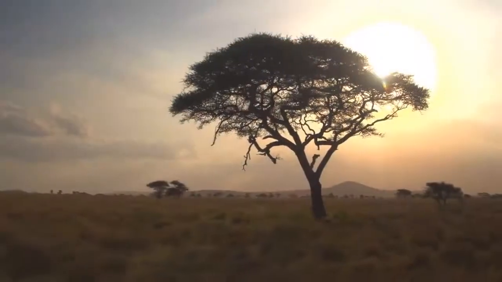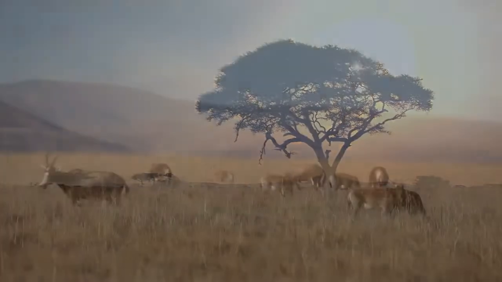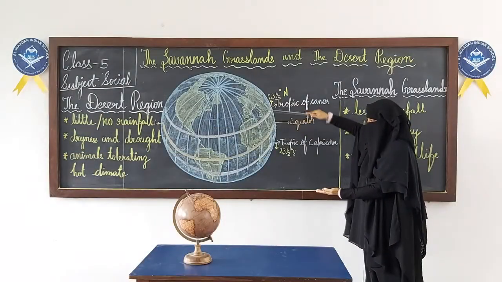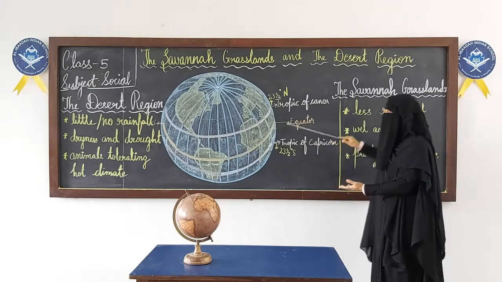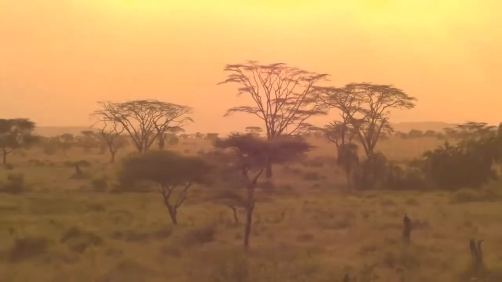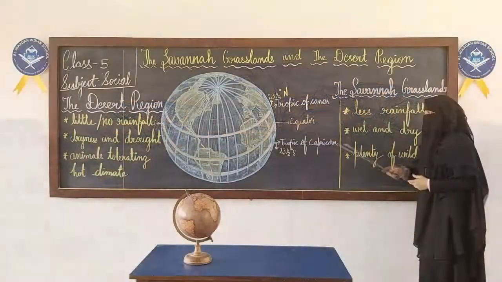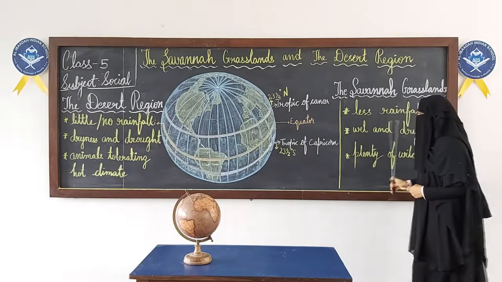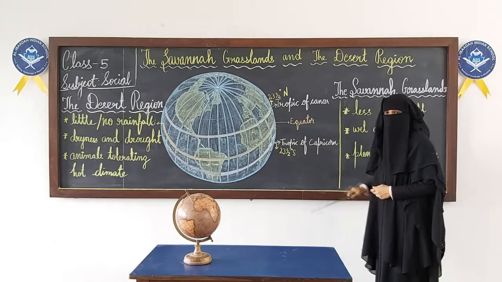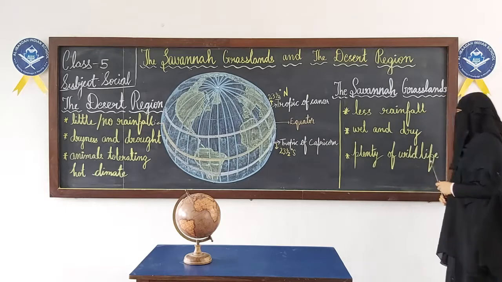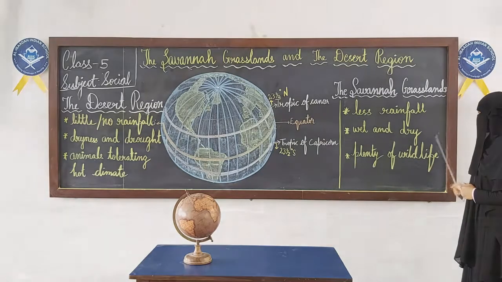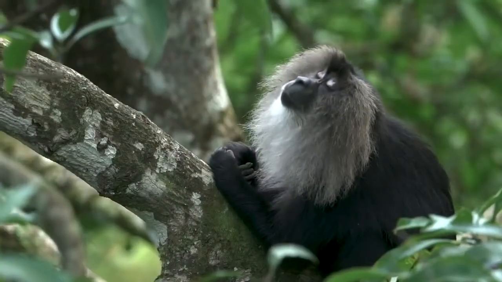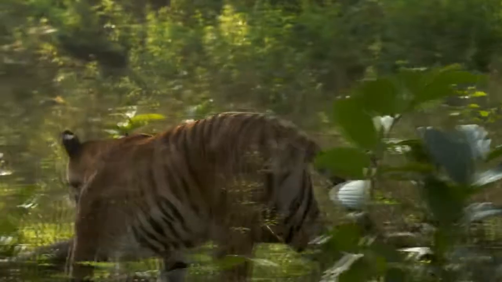Now this region receives less rainfall. Why? Because as we move away from the equator towards the north and south, the regions receive less rainfall. Trade winds blow and bring rain to the coastal region, and those regions are wet, whereas the interior regions are dry. They also have lots of wildlife animals there. Okay, so this was about the Savannah Grasslands.